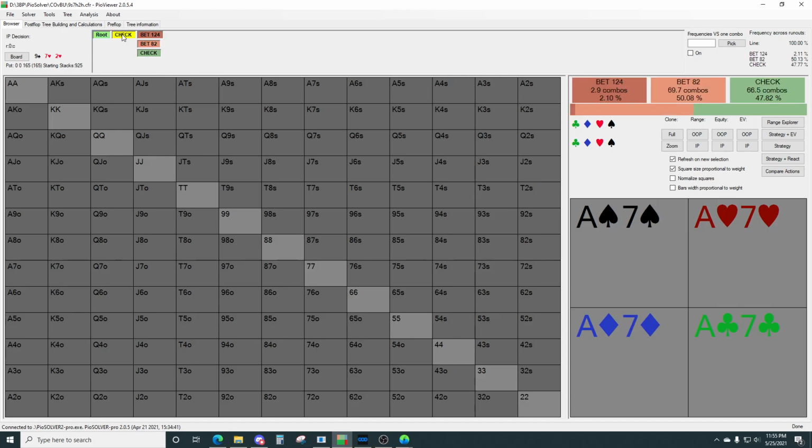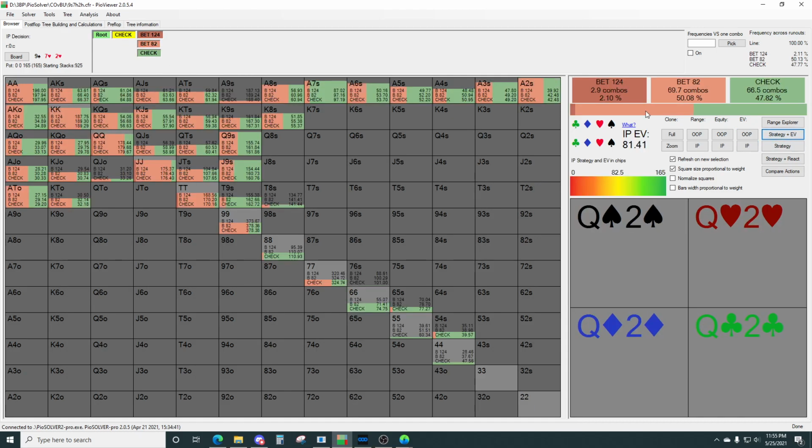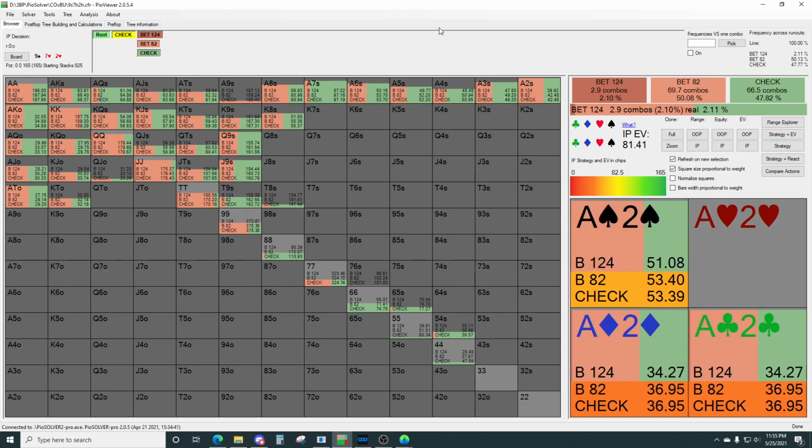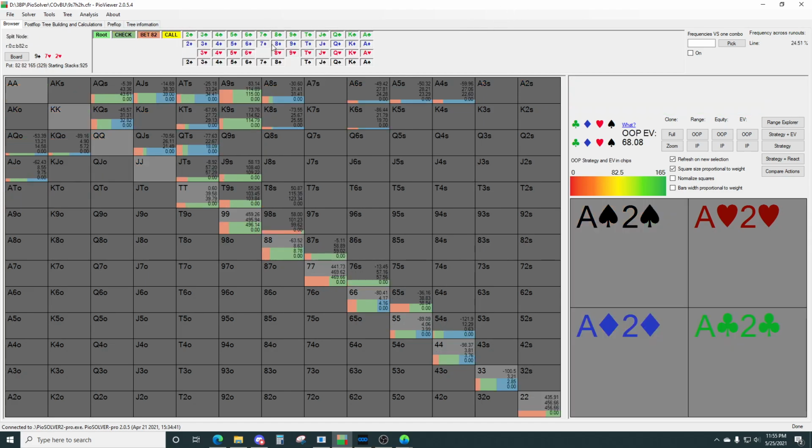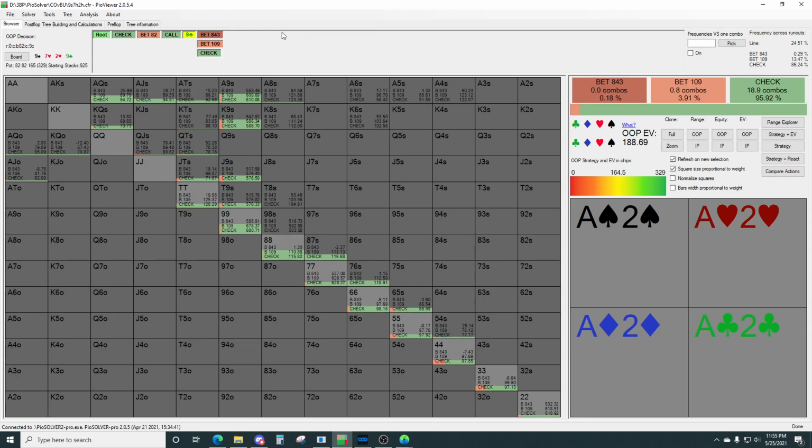Cutoff versus button. So this is the in-position strategy. The main size here is half pot. So after it goes half pot, call, and then the turn is the 9.